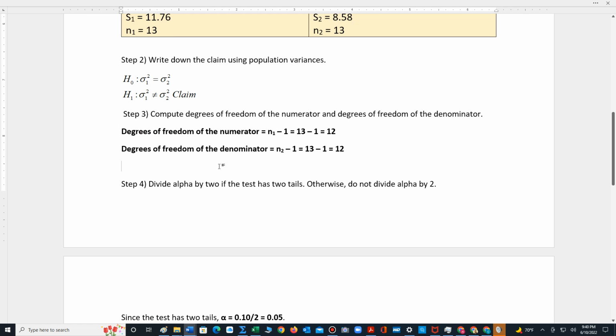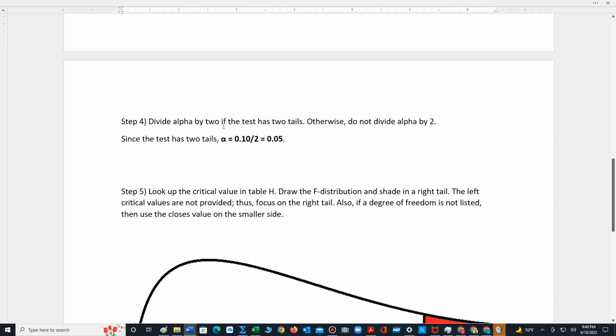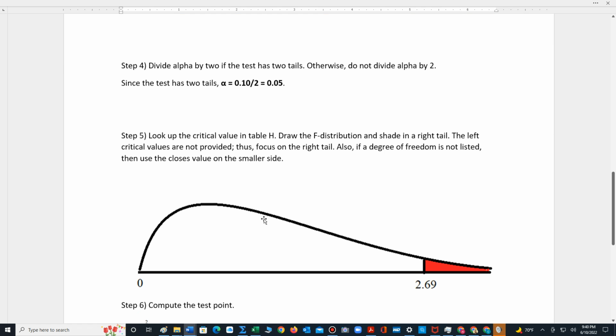Now our next step is we will divide alpha by 2, because for the book we use, we are not provided with the left critical values. So we have to focus on the right tail. Thus, the right tail has an area that's equal to half of alpha. So the alpha we use is half of 0.10, which is 0.05. That's going to be this area.